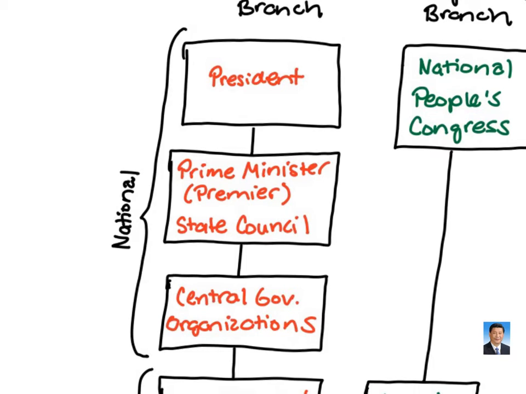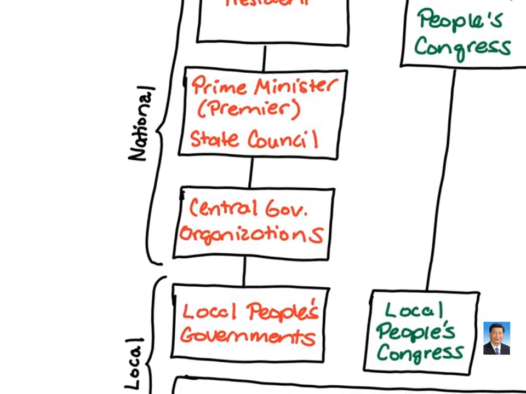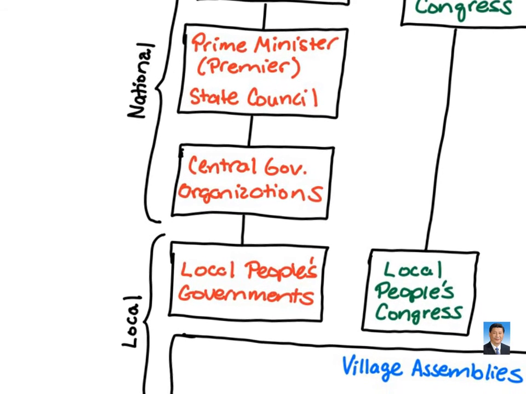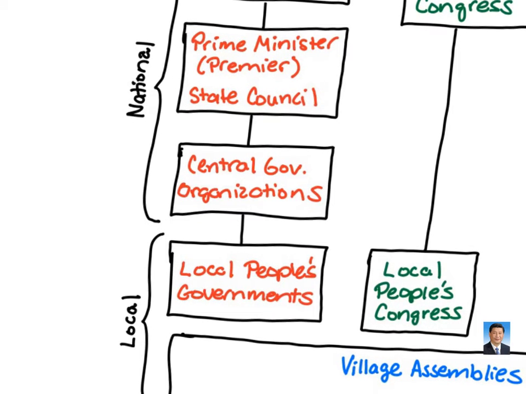So the president oversees the whole process, the president appoints a prime minister, the prime minister is the official head of government, and he, because it's always a he here, basically appoints all of the ministers that make up the State Council. Now, underneath that on the chart, you see this thing that says central government organizations. That just refers to all of the organizations at the national level whose job it is to carry out policy.